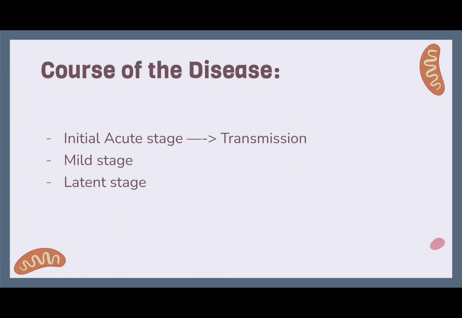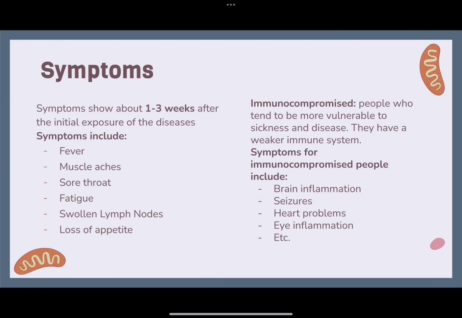So next is the course of the disease. The course of this disease starts off with the initial acute stage with transmission. During this stage, there are either no symptoms or they are mild. The next stage is the disease progressively becoming more chronic, and after this, it's followed by the latent stage. In the latent stage, there are cysts formed within the tissues by the parasite. Symptoms of this disease normally show 1 to 3 weeks after the initial exposure.